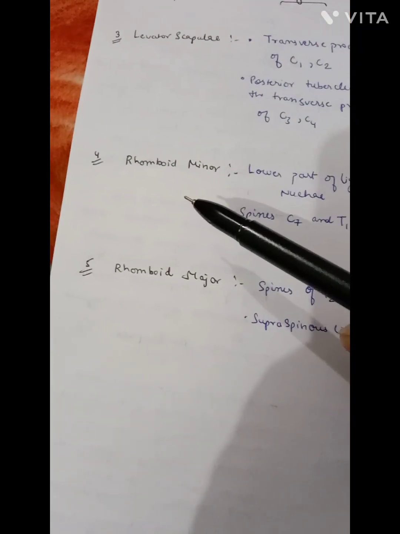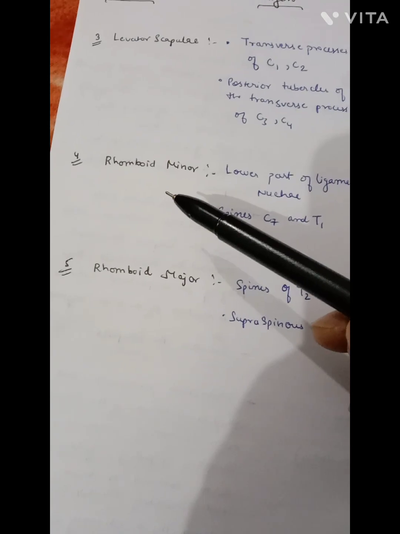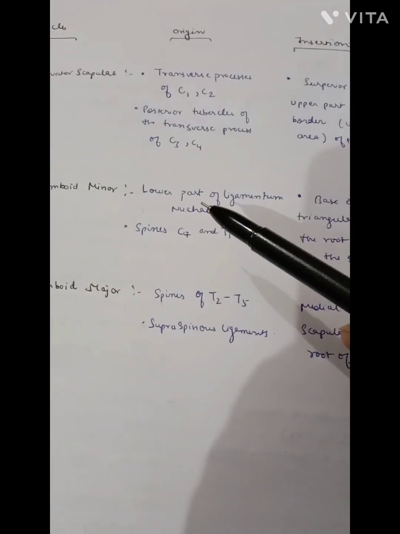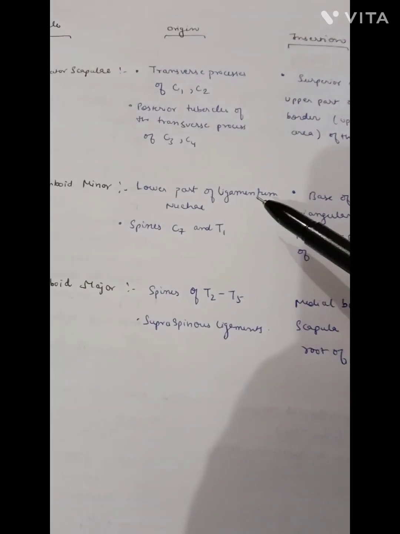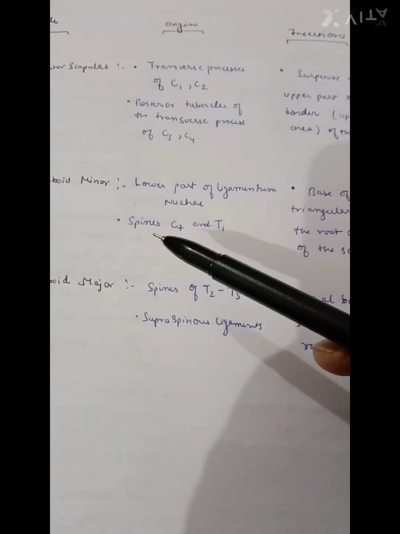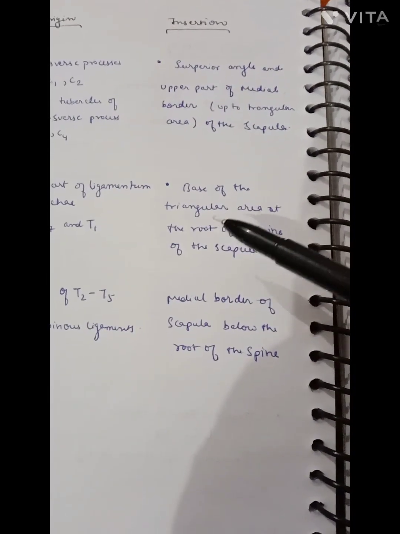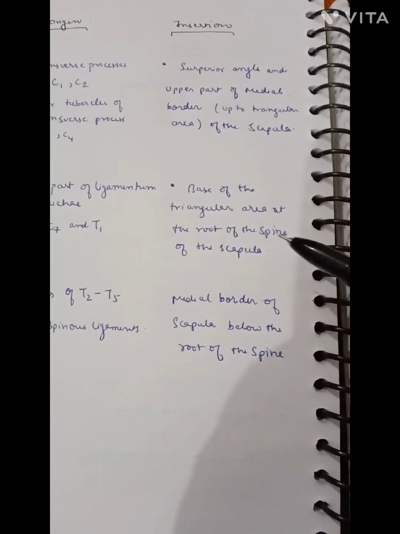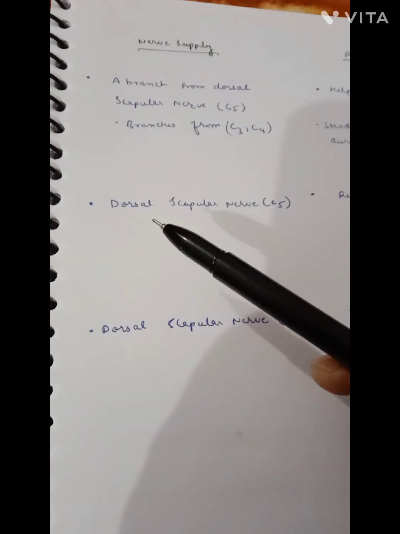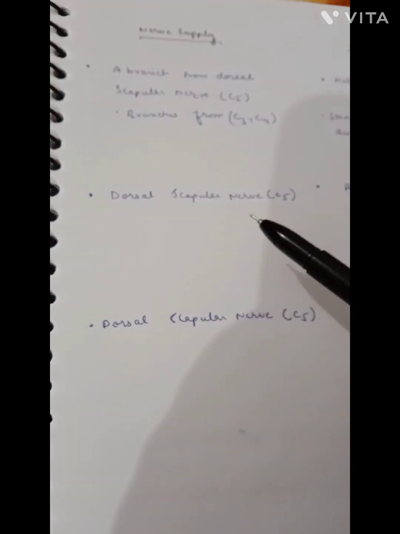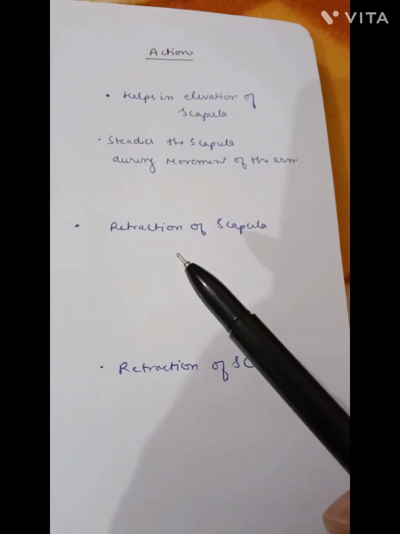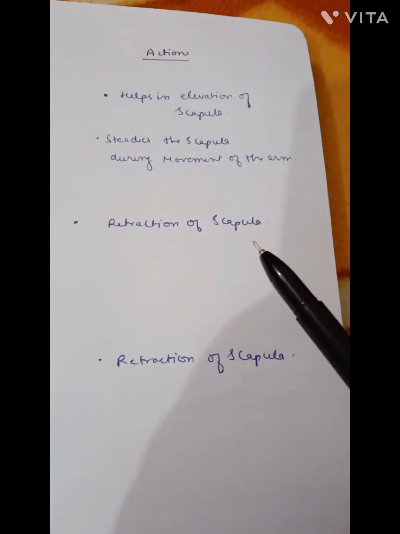So come to the fourth muscle, which is rhomboid minor. Origin: lower part of the ligamentum nuchae, spines of C7 and T1. Insertion: base of the triangular area at the root of the spine of scapula. Nerve supply: dorsal scapular nerve, which is C5. Also action: retraction of scapula.